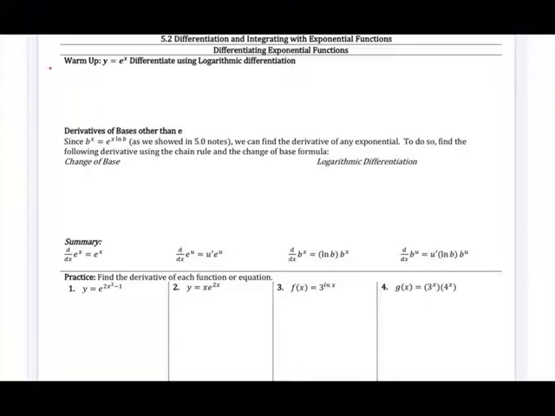So the very first thing I'm going to do is take the natural log of both sides. So natural log of y equals x natural log of e. Then I'm going to take the derivative of both sides with respect to x.